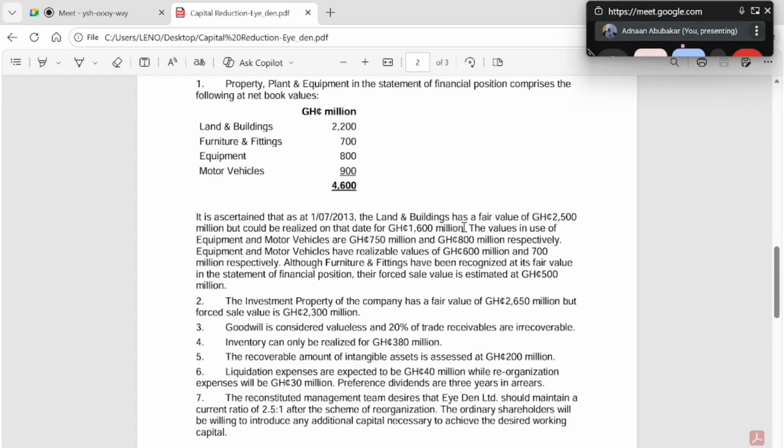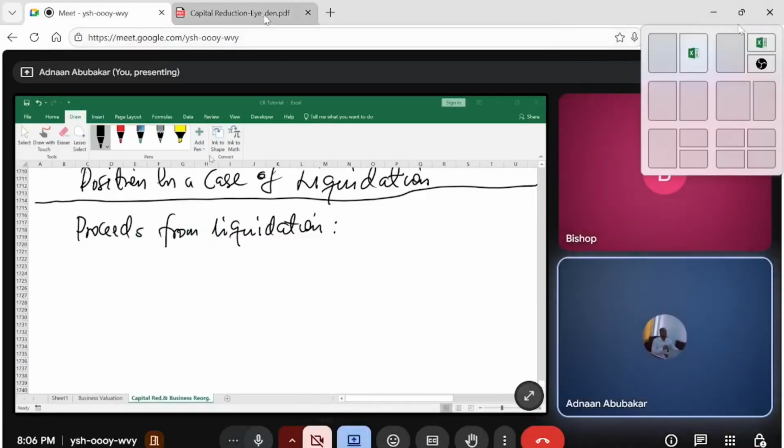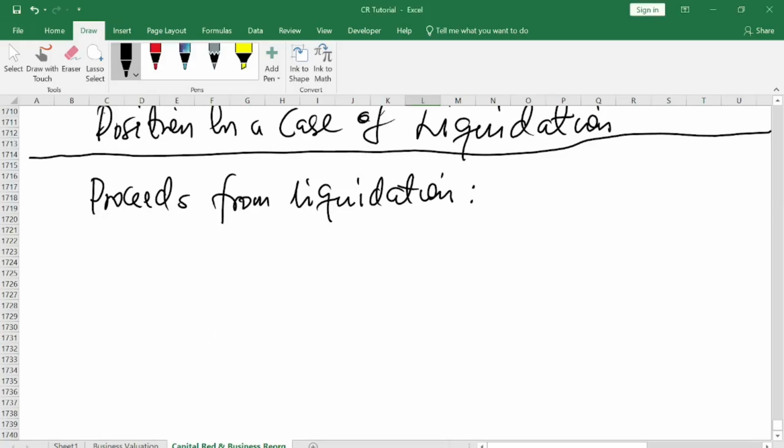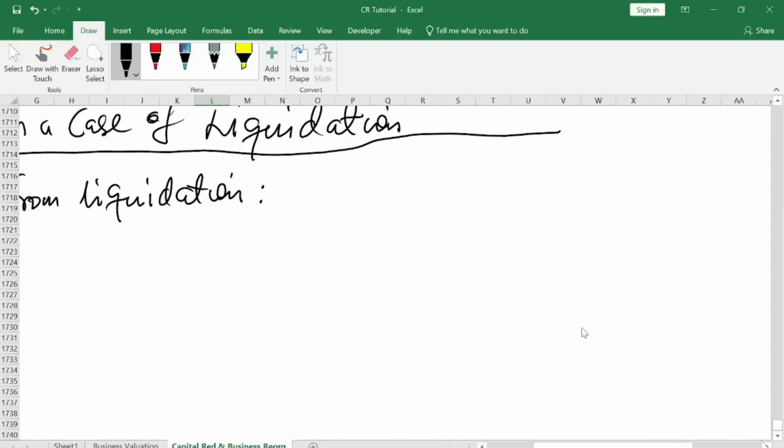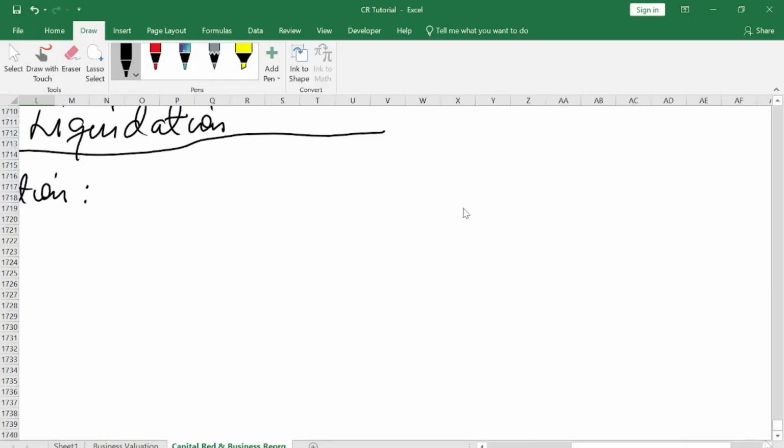Are you with me? Yes, sir. Good. Now let me shift and show you something here. Have you seen what they try to do here? The asset in question is what? Land and building.